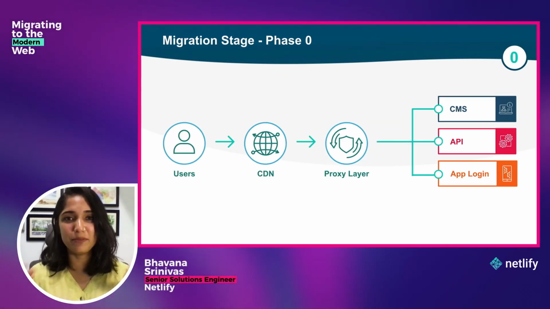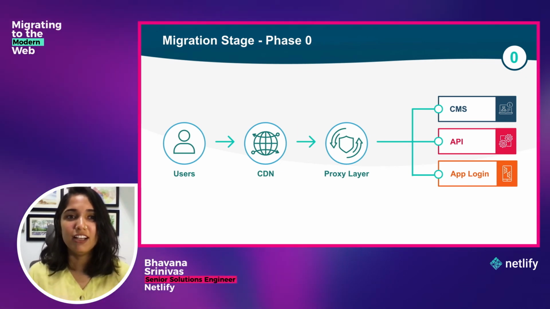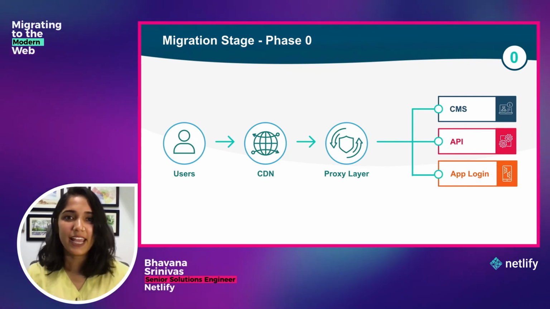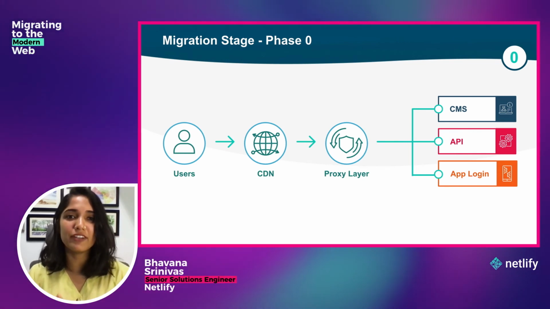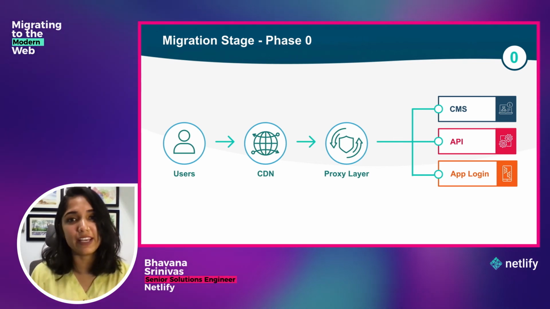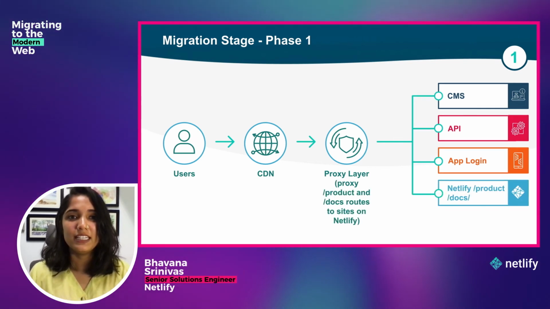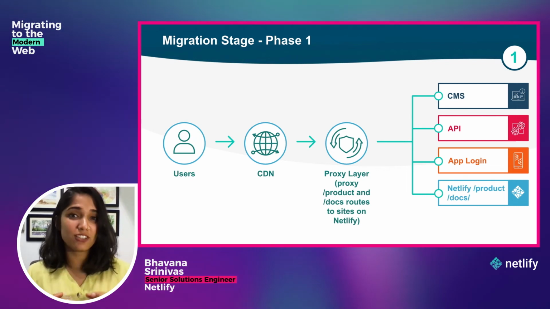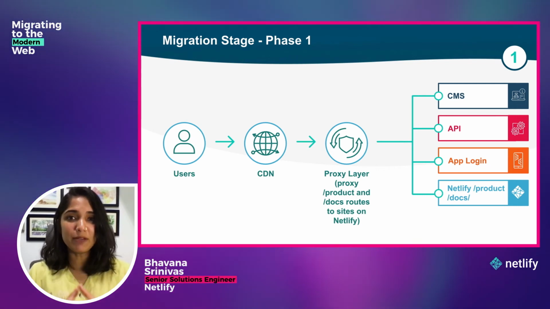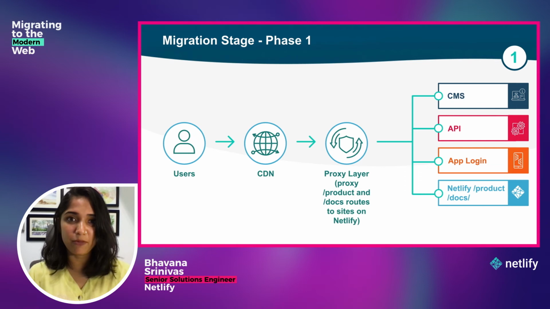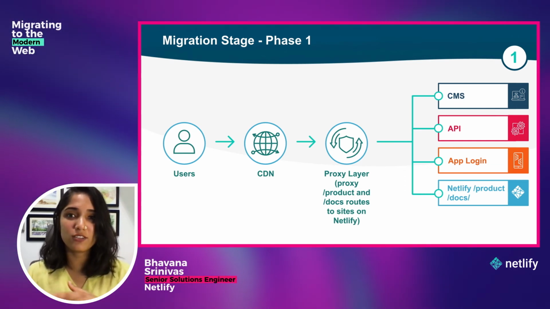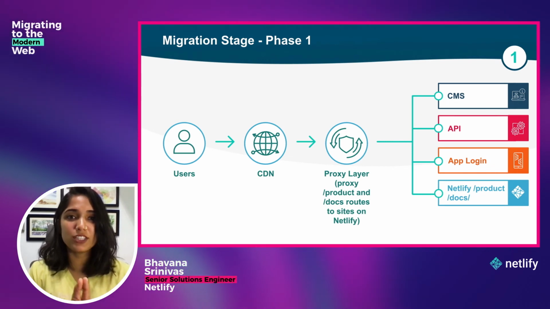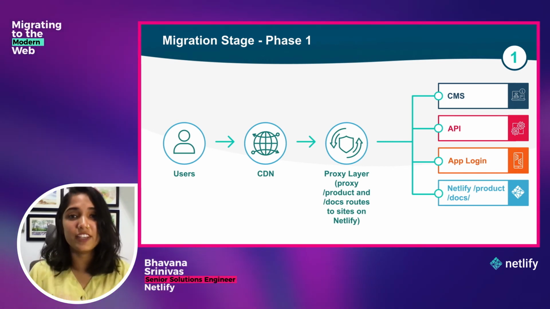So let's break down the migration into phases. Phase 0 would look something like this, where your site is on legacy stack, and probably you have a CDN and a proxy layer to route your user traffic to the website or the application or any other services. And as you start building certain pages or sections on Netlify, they will now be hosted on our edge network. So when users hit these routes, say /product or /docs, they will be routed to the sites on our edge via the proxy layer.